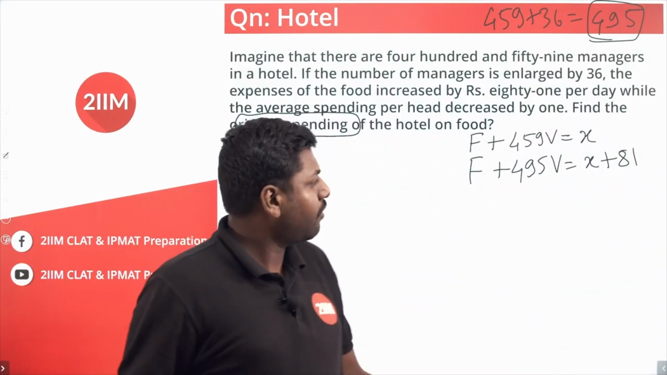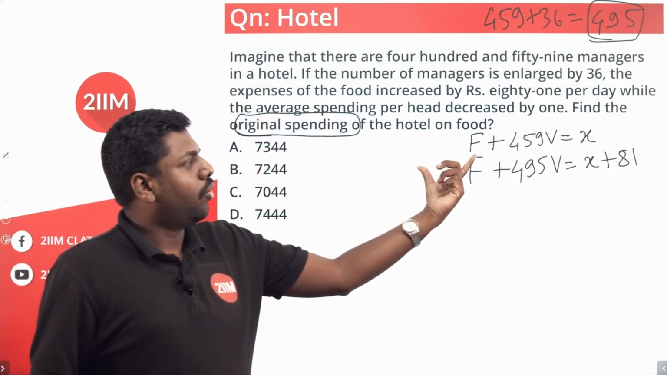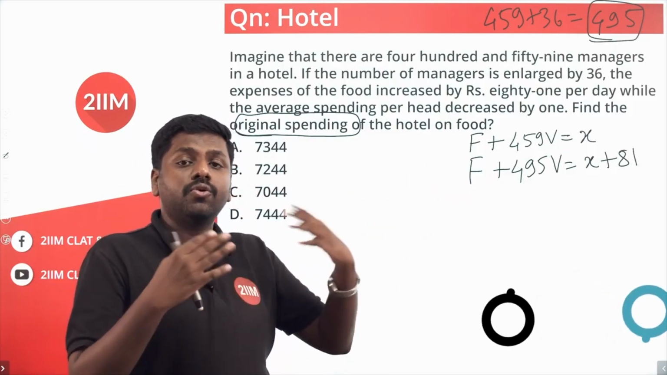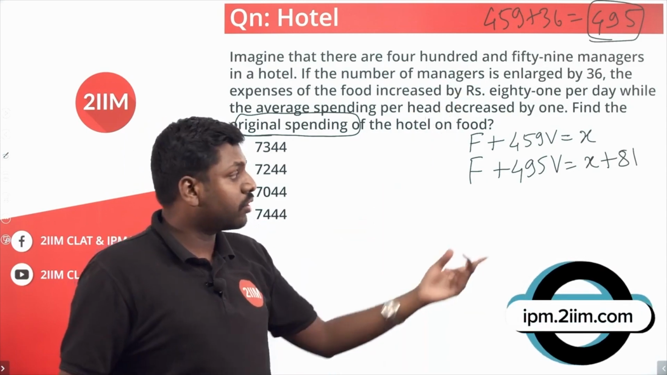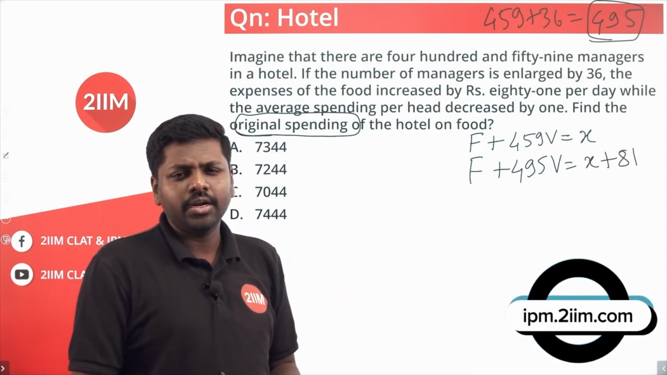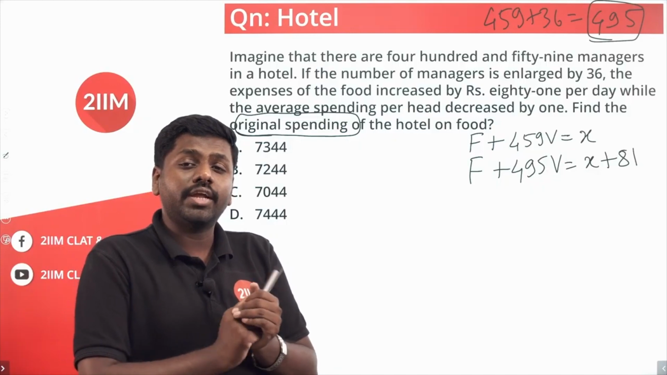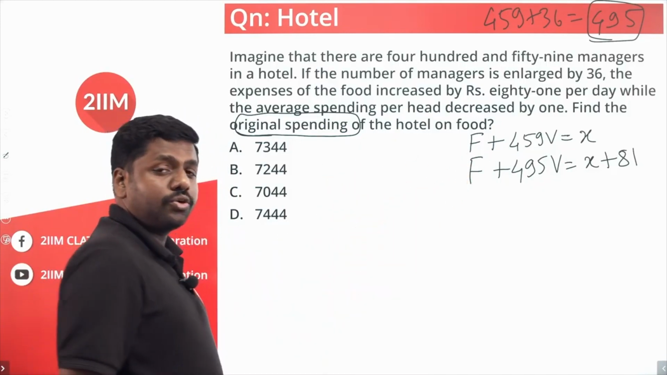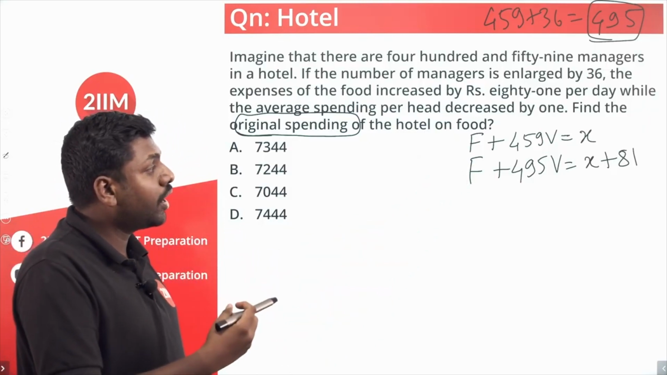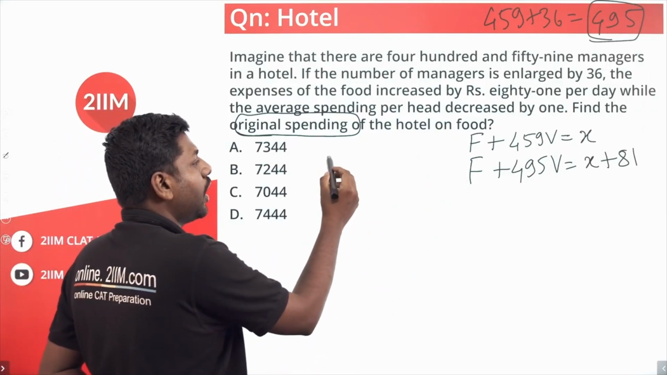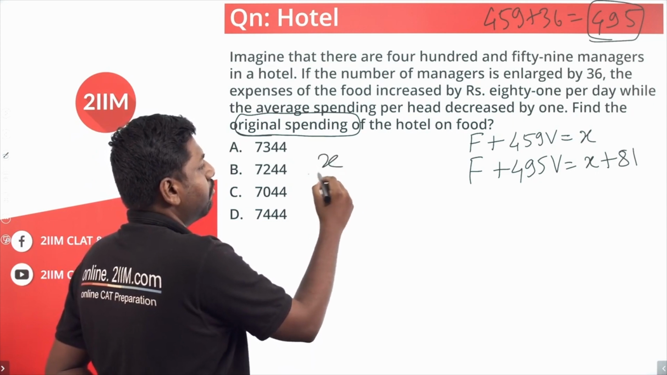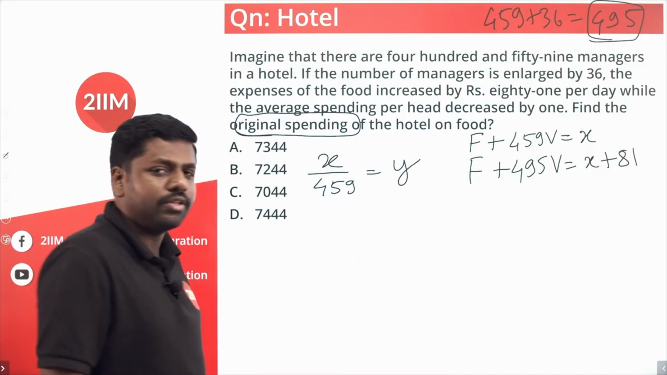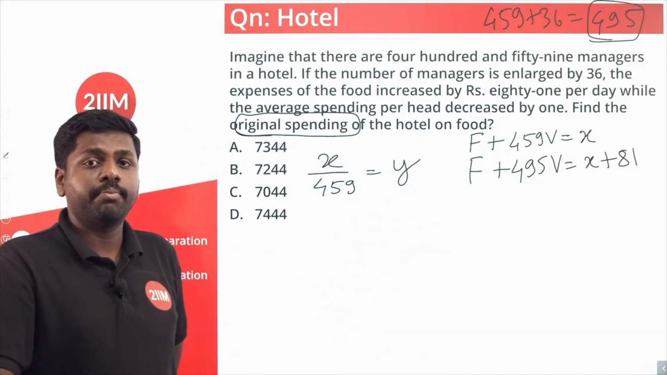Now we have two parts of information. One is originally how much was the total expense, which is x rupees. After adding those 36 managers, the total expense is x plus 81. Now how do you find the average per plate cost? X is the total amount of money spent by 459 managers, so x by 459 is y rupees. Let's assume y is the original average cost per plate.